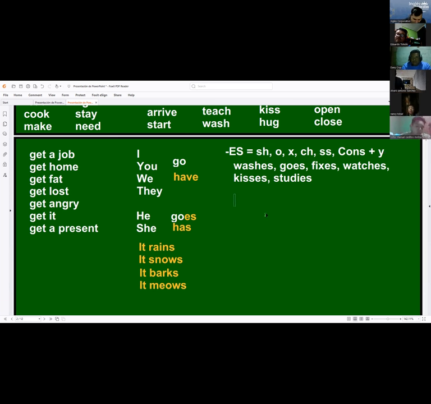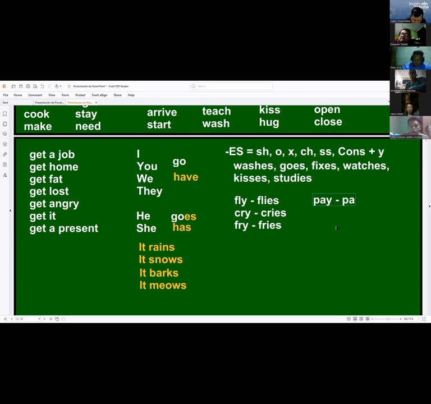Examples: fly. You see, before the Y we have a consonant, L. So what do we say? Flies. Or cry, we say cries. Or fry, fries. Don't cry. Okay? But check this one. Si hay una vocal antes, nothing happens.